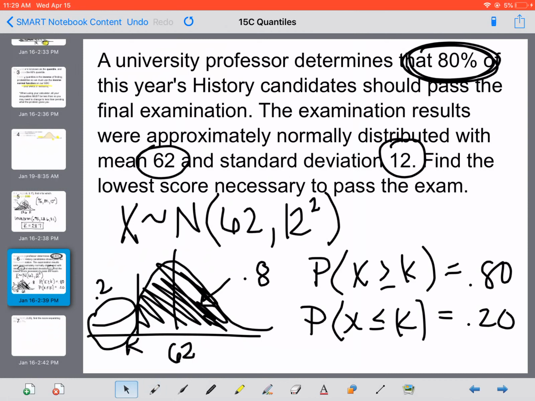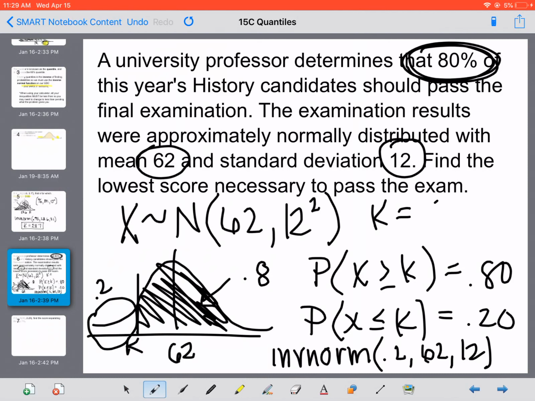And so now that we have that, we are going to do our inverse norm. So you're going to go inverse norm, and our percentage is 20. Our mean is 62, and our standard deviation is 12. And when we calculate that, we find K is 51.9.